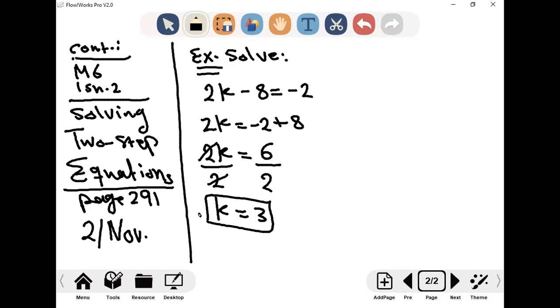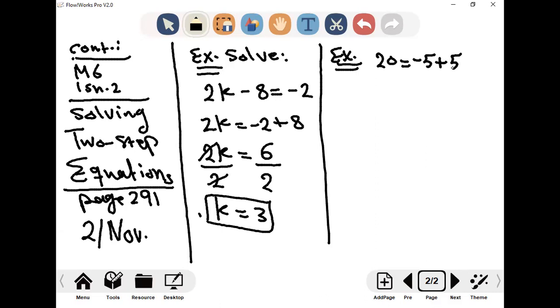Is the variable always on the left side? No. Sometimes the variable is on the right. For example, focus here. If we have 20 equal negative 5 plus 5m. Here, where is the variable? The variable is to the right, not to the left. Here left, here right.